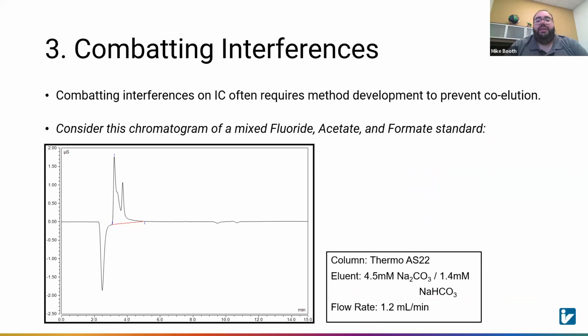All right, let's talk about combating interferences. So when you talk about interferences in ion chromatography, you're really talking about coelution. So this is a perfect example of a sample that was run on our main workhorse IC instrument. So this is the instrument that we have a method validated and set for.